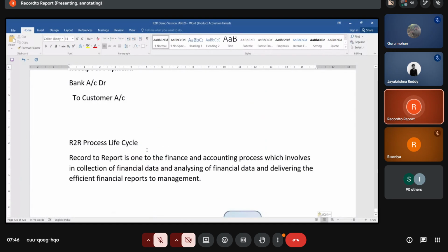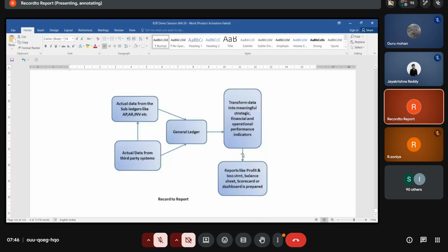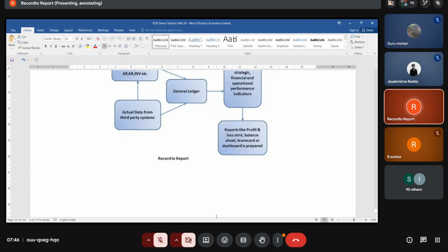So once the data is collected, here I told you, R2R is one of the finance and accounting processes which involves collection of financial data. After collecting, they are analyzing the financial data. What analysis will they do? They will understand what the prepayments are, what the outstandings are, what the pending payments are, what depreciation is to be done. So these kinds of entries are to be understood and processed in the system. And once it is accurate, the companies will deliver the financial reports to the management.